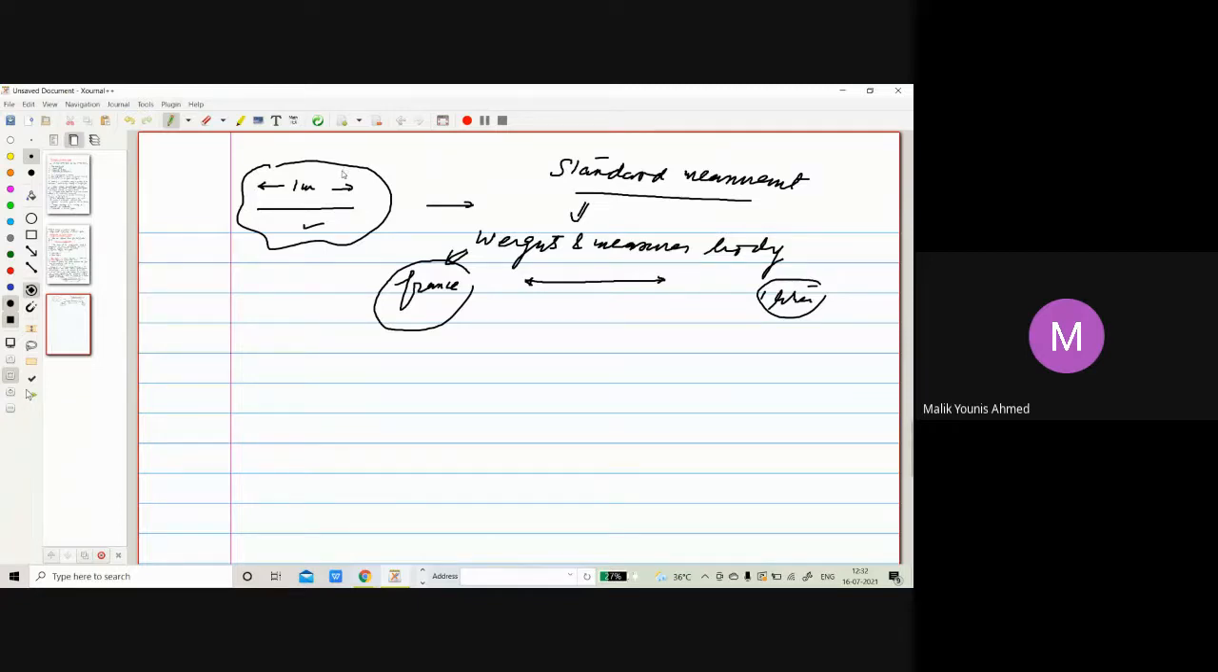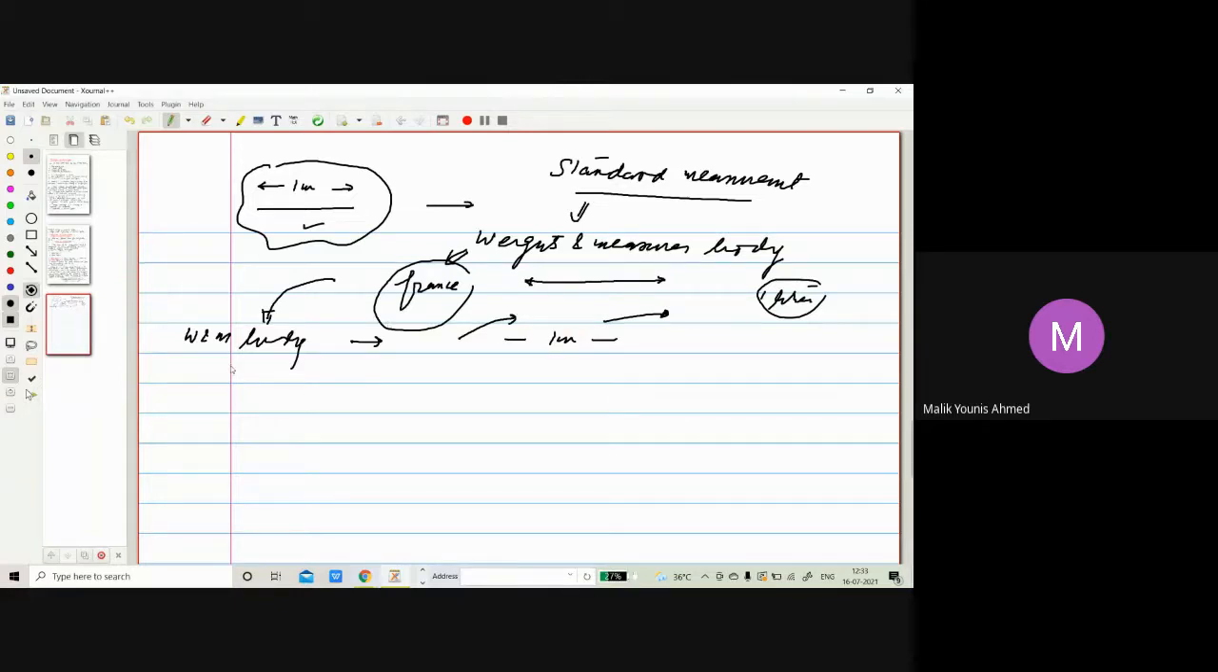So if there's a discrepancy in any weights and measurement device, every now and then we cannot go to France. So every country has a weights and measures body, and in our country we have one too. If there is a discrepancy, you can go to the weights and measures body, compare your instrument's accuracy with that of the master meter or master device, which they will have, and they will compare it and give you the results. This is the way the authenticity of a particular measurement is done in a country.